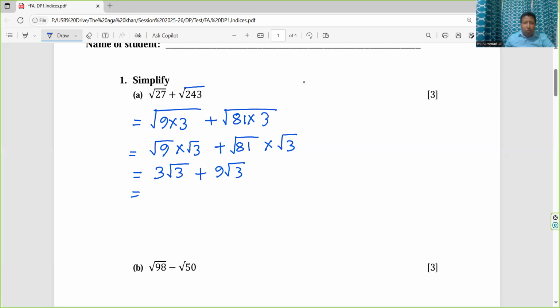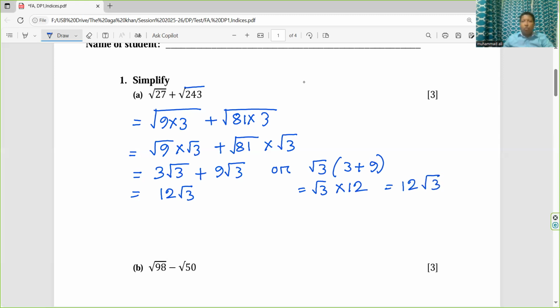If you add both of these, you will get 12 root over 3. Or you can write in this way, take root over 3 common. So you can write 3 plus 9 here. So it will be root over 3 multiply 12. So finally you can write 12 root over 3.